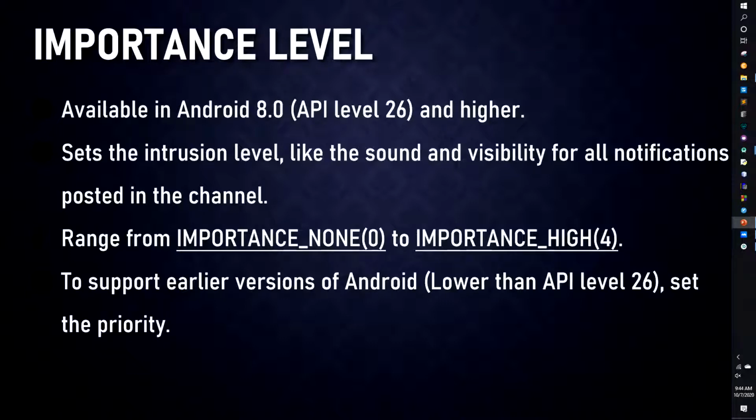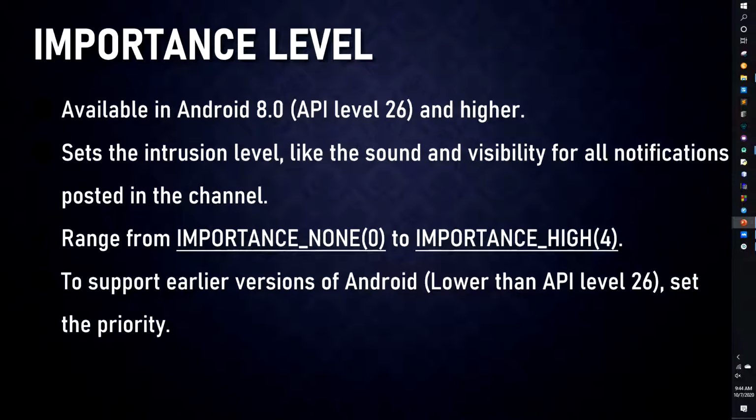So you can set the intrusion levels, like sound and visibility, for all notifications posted in that specific channel. The range is from none to high, but the default is importance level high, the medium one. And to support lower versions of Android, you set the priority level.